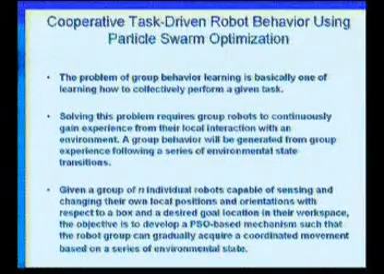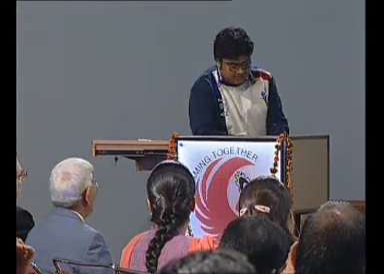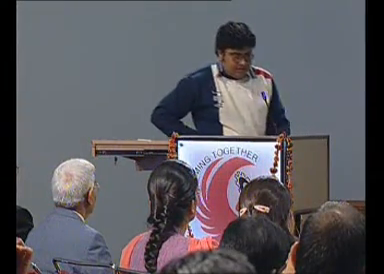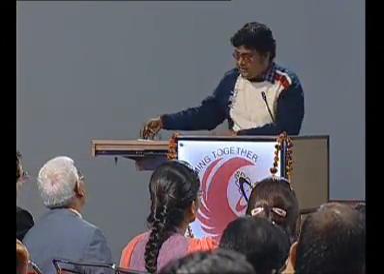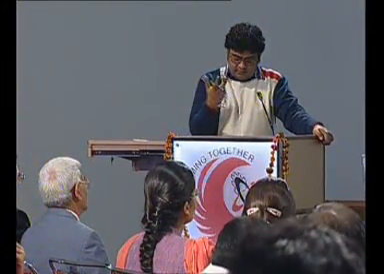Cooperative task-driven robot behavior using PSO. This is another very interesting application. We have a few papers coming in IEEE Transactions on Robotics and Automation in this area, cooperative task performance. It means suppose there is a large box. That box has to be pushed from one starting end to a goal end. But the robots that we are using are very lightweight, short, small robots.